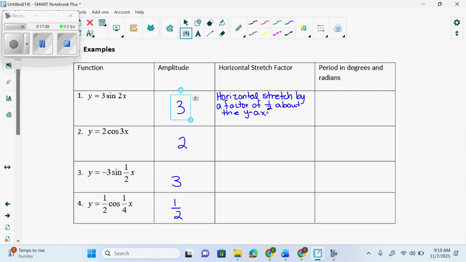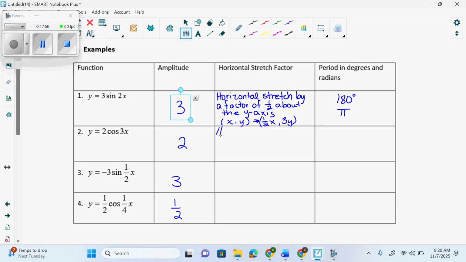What's my mapping for this one? x, y becomes 1/2 x, comma 3y. So my period is being halved. So what is it going to be in degrees? 180 degrees or pi. Okay, number 2.